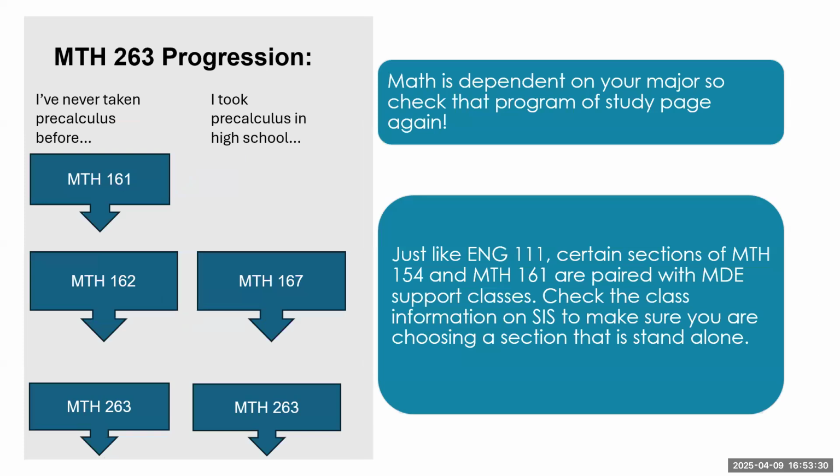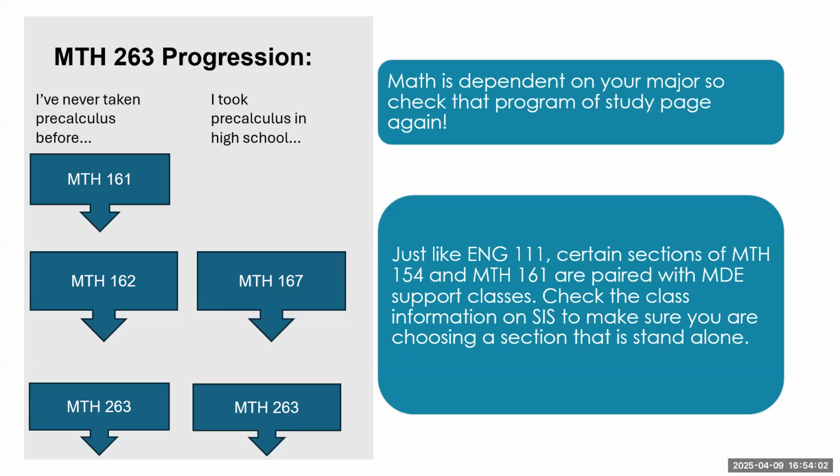If your program requires Calculus 1, there are two different options which you would have access to. First one would be to take Math 161, followed by Math 162, and then on to Math 263. That's a great option if you've never taken pre-calculus before. So if you didn't take pre-calculus in high school, that would be the option I recommend. If you did take pre-calculus in high school, you can take Math 167, which is a combination course of pre-calculus, and then move directly into Math 263.